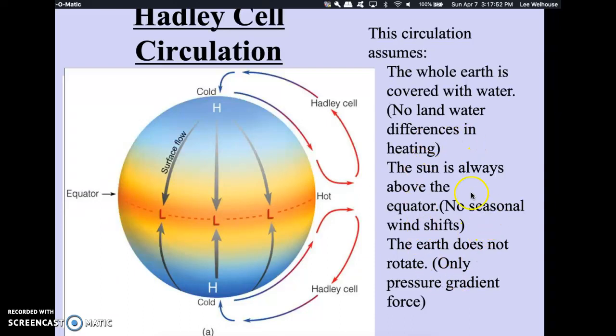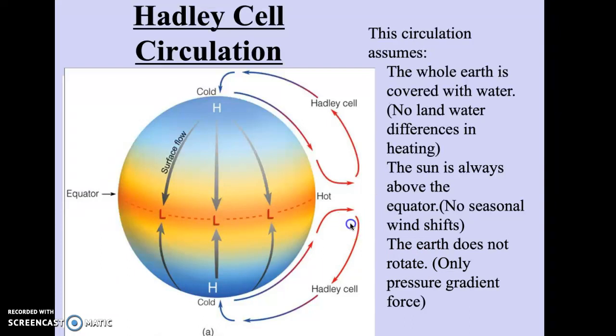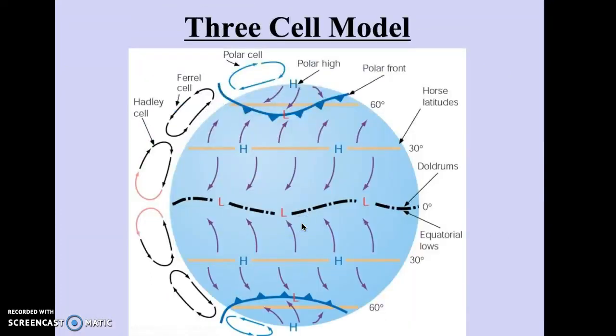Because of these three assumptions, this thermally direct circulation, due to the equator heating up, only makes it to about 30 degrees north and 30 degrees south. So we needed a better model of the global circulation. So they got rid of some of these assumptions. They let the Earth rotate, and that gave us the three-cell model, which I'm about to show you, and which is a decidedly more accurate model.